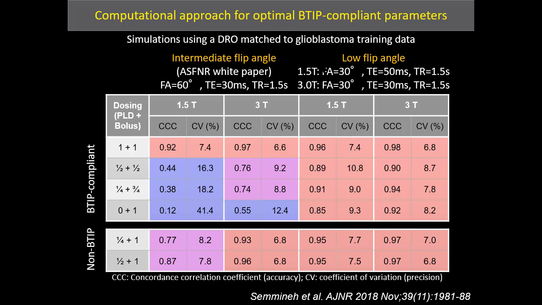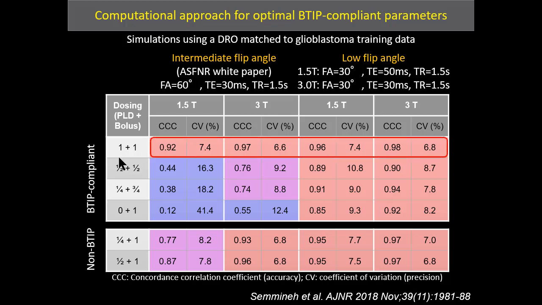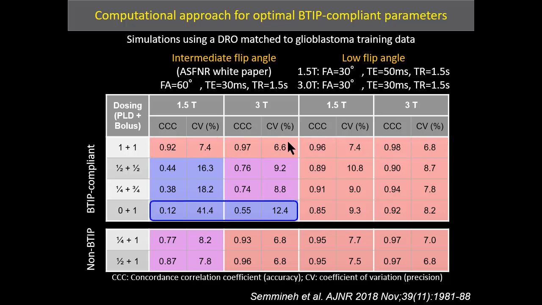Chad Quarles' group at Barrow got similar results using a digital reference object matched to glioblastoma training data, and this table compares performance for an intermediate and low flip angle acquisition. So for double dose contrast with a full dose preload, both schemes have excellent accuracy and precision at both 1.5 and 3T. However, for single dose contrast administration without any preload, the intermediate flip angle performs very poorly, but the low flip angle scheme maintains excellent performance at both 1.5 and 3T.